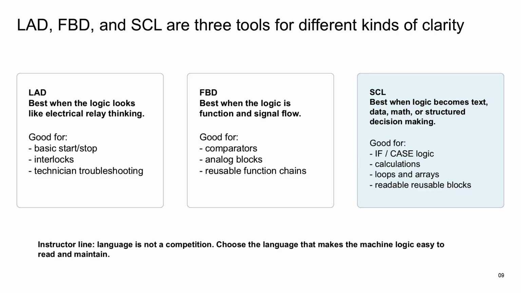Now see this slide. Main point is LAD, FBD, and SCL are three tools for different kinds of clarity. Remember LAD. Also note, best when the logic looks like electrical relay thinking. Practically, good for students, basic start-stop. In industry, interlocks. For practical work, do not only remember the word. Understand where this point is used in the machine.